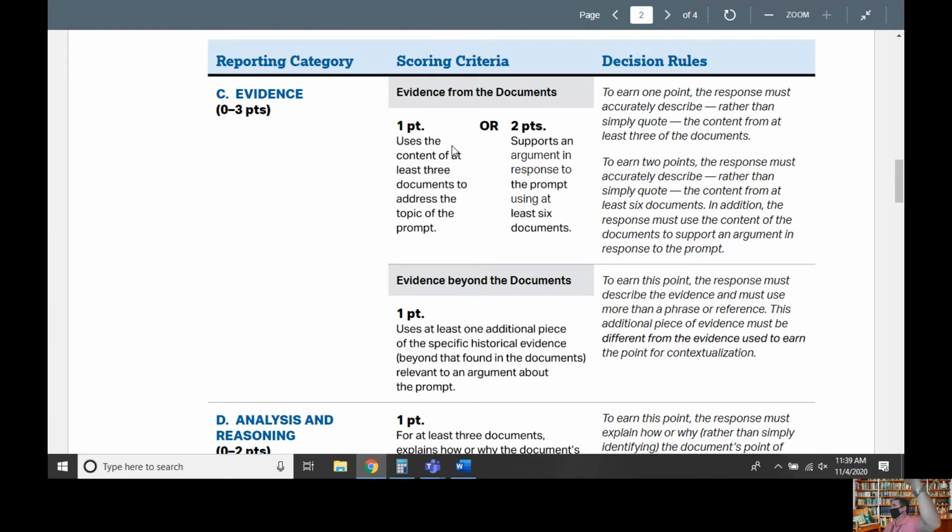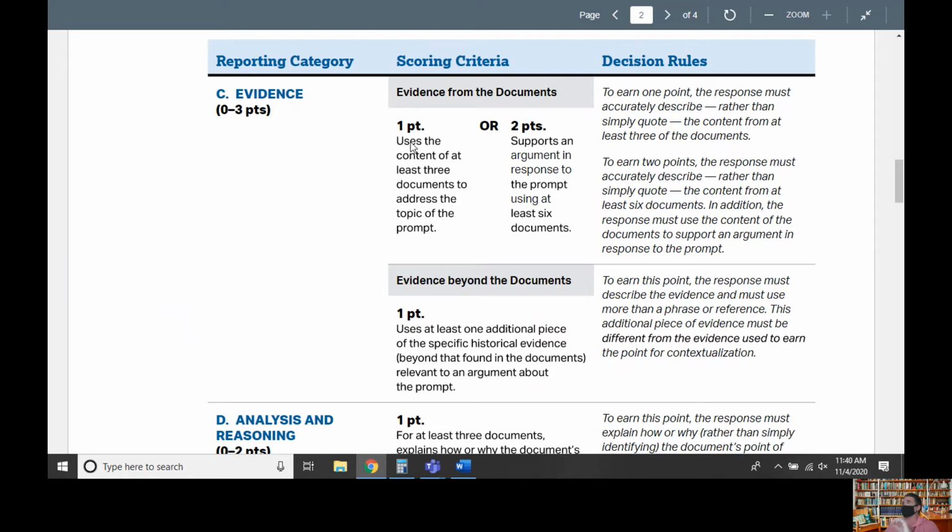Throughout your essay, you have to describe each document and explain how that fits what you said, how that ties back to your thesis statement. If you can do this and summarize at least 3 documents in a way that supports your thesis, you get 1 point.